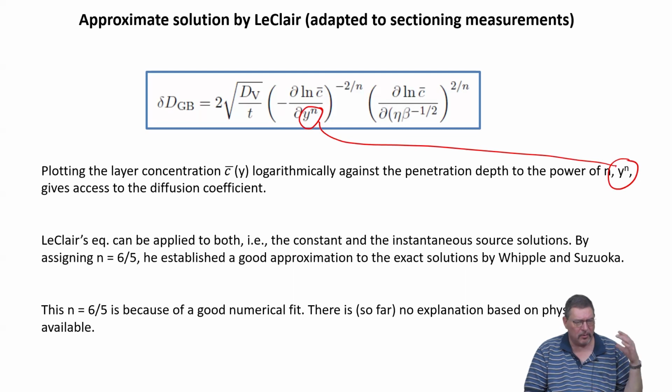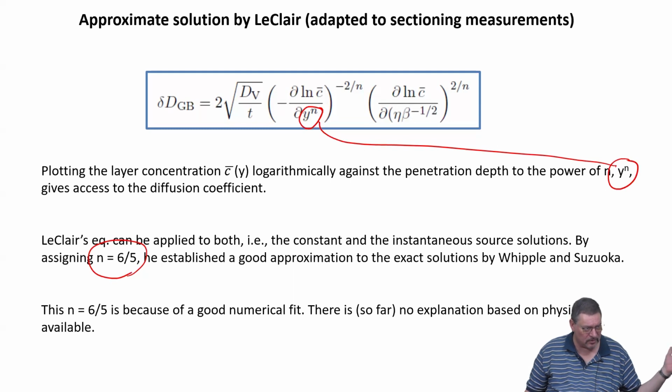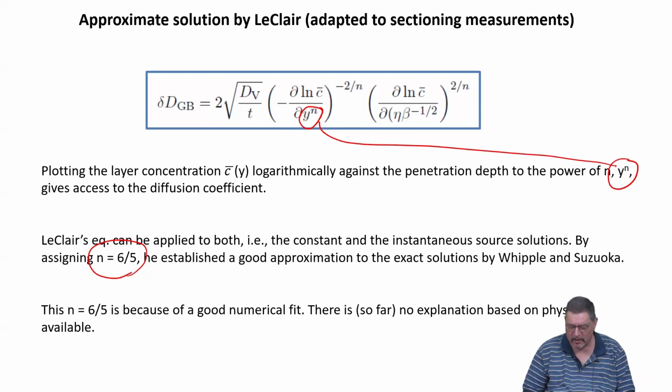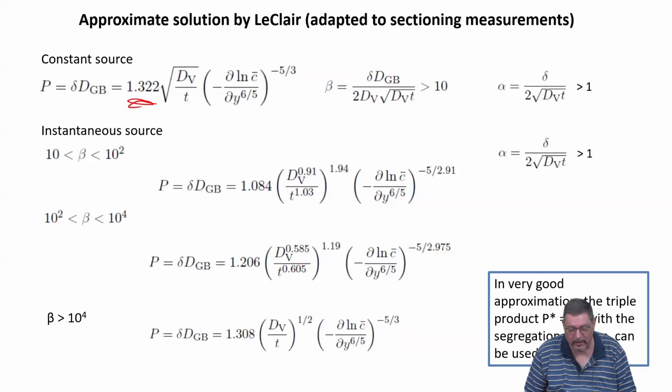If you now apply the boundary conditions correctly, then you get a function which can be mapped onto the exact solutions if n equals 6/5. 6/5 why? No reason. This is a mathematical fit procedure which worked so far very well. But this is why we also have to go for a solution using the exact solutions to check if also in the particular case you are just investigating, this n equals 6/5 is fulfilled. There is no physical reason. So far it has always worked in a very good way.